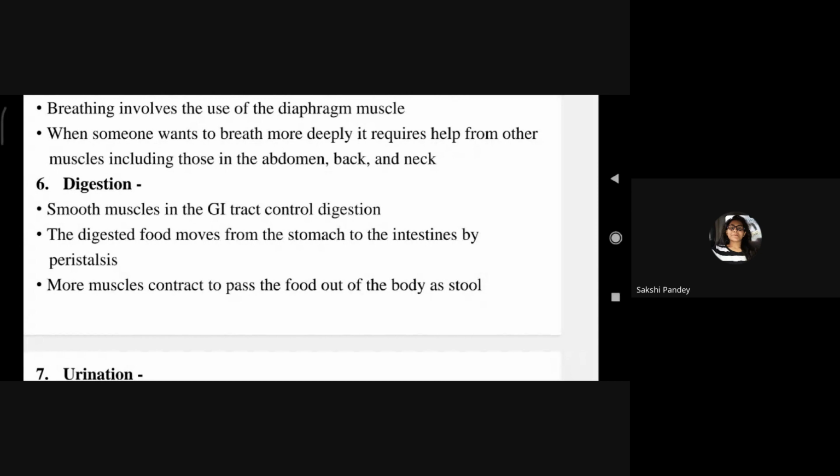The digested food moves from the stomach to the intestine by peristalsis. More muscles contract to pass food out of the body as stool. So the peristalsis movement is also produced by this GI tract, and these are smooth muscles. Peristalsis is a movement. If anyone knows, please tell me what peristalsis is.